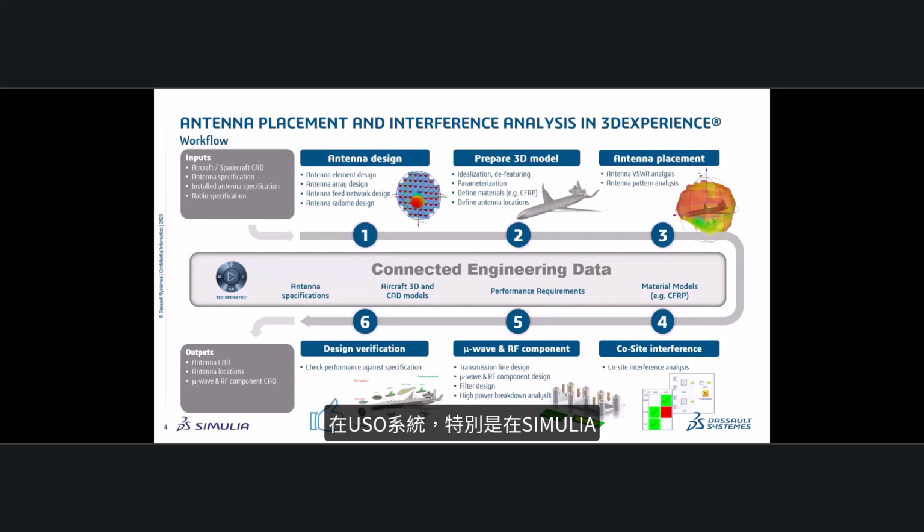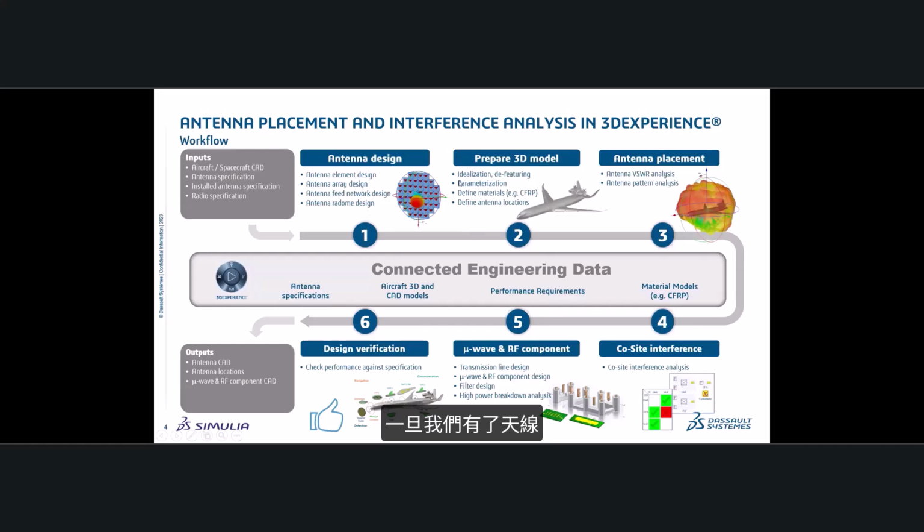At Dassault Systèmes, or in particular at SIMULIA, we offer a workflow for antenna placement and interference analysis in 3DEXPERIENCE. It has 6 different steps, but it all starts in the 3DEXPERIENCE platform, where we define some inputs. You can see my mouse now. So we have, for instance, aircraft CAD files, antenna specification, installed antenna specification, but we also have radio specification. Then we do the first step, which is antenna design, not only antenna element design, but also antenna array design, feed network design, radome design, etc.